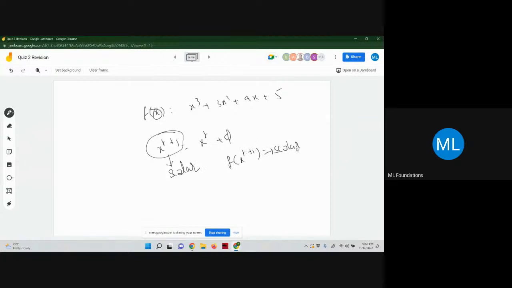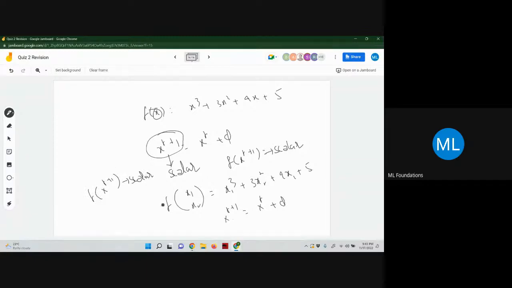But if you're going for higher order, let's say I have x1 and x2, and f is something like x1 cube plus 3 x2 square plus 4 x1. Now when you update the value, x t plus 1 equals x t plus d. This x is a vector here. But again, f of x t plus 1 is going to be a scalar. You substitute x t here. Clear? Okay, got it.